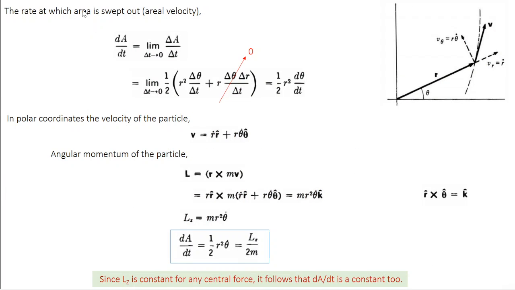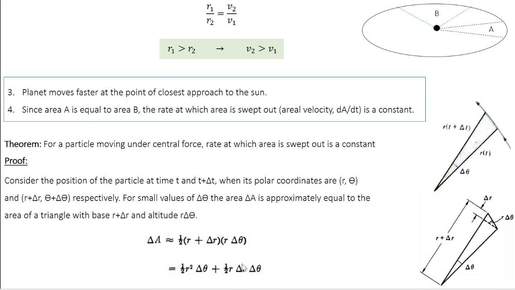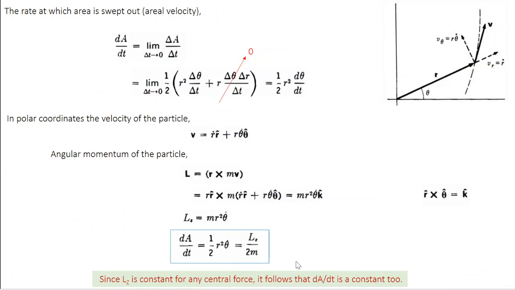Now, what is the rate at which area is swept out? We have defined this as dA by dt. This is your areal velocity. So dA by dt is nothing but limit delta t tends to 0, delta A divided by delta t. So we know delta A, and you can now calculate delta A by delta t in the limit delta t tends to 0. So this is going to be limit delta t tends to 0 of half r square delta theta by delta t plus half r delta r delta theta divided by delta t.